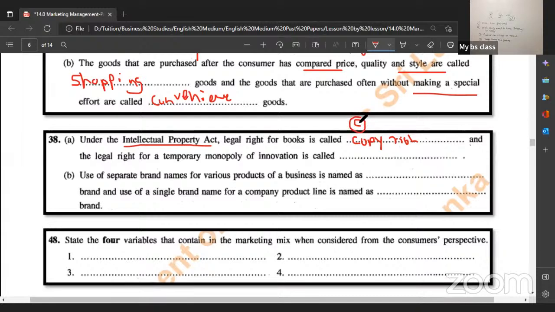And the legal right for a temporary monopoly of innovation. Yes, very good point, right? මේකට තමයි අපි කියන්නේ patent එක කියලා. innovation එකක් නම් patent එක. මේක temporary.